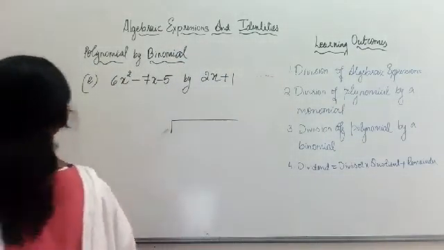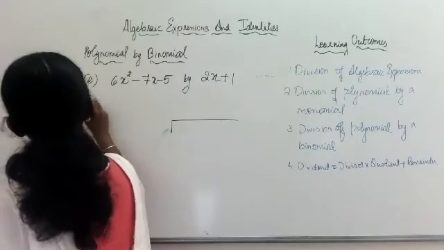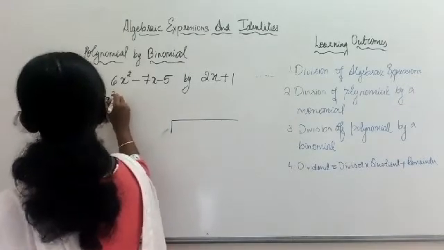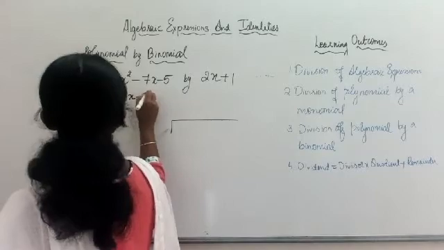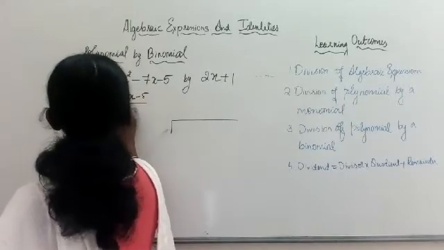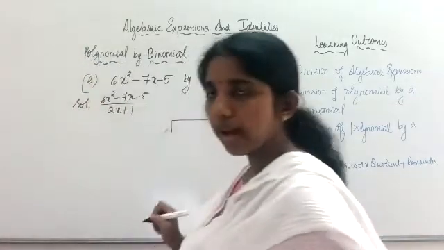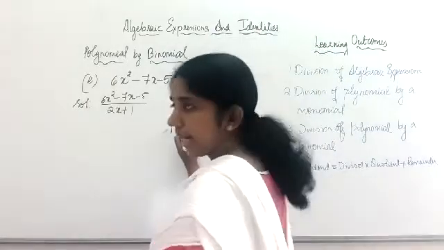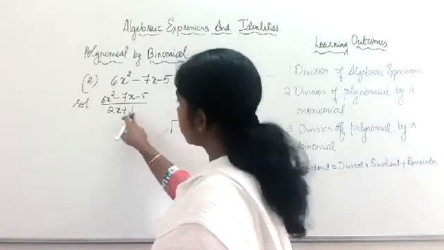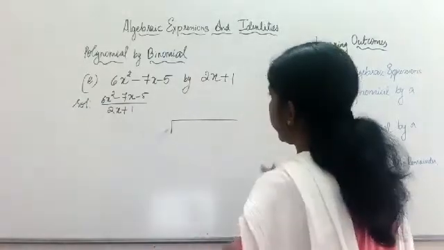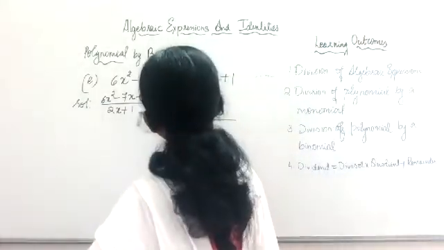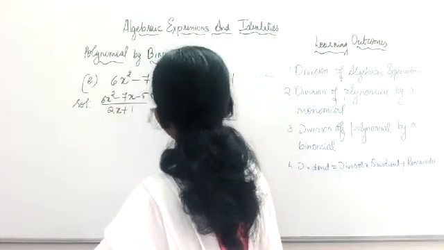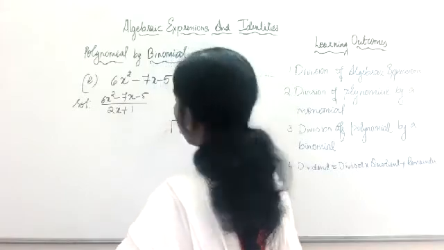Shift to the side. 6x squared minus 7x minus 5 divided by 2x plus 1. So this is how we have it. We write the dividend here, and this is the divisor. The dividend is 6x squared minus 7x minus 5.